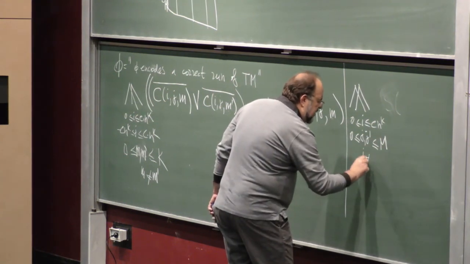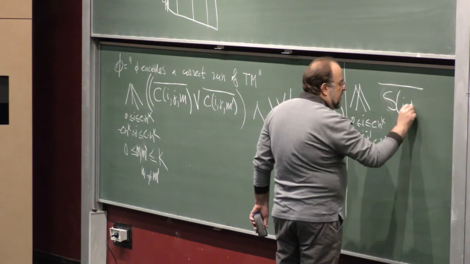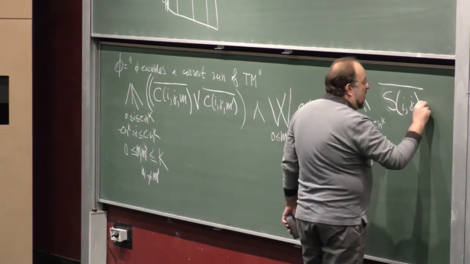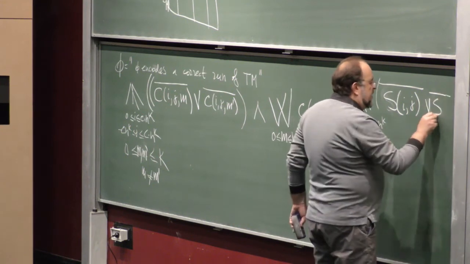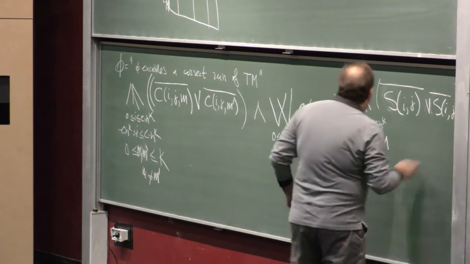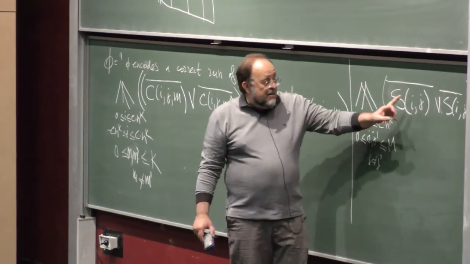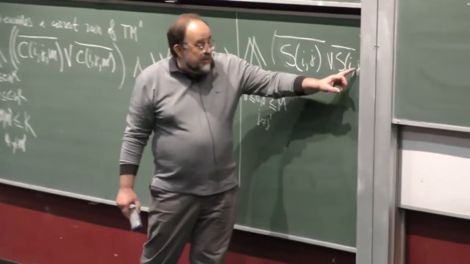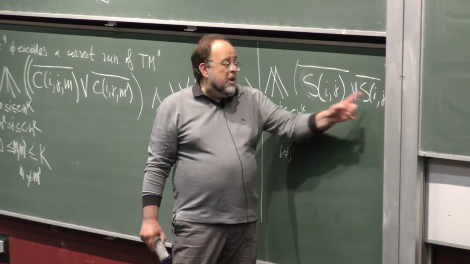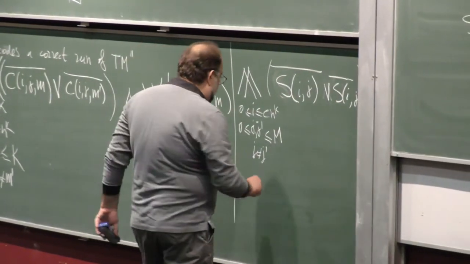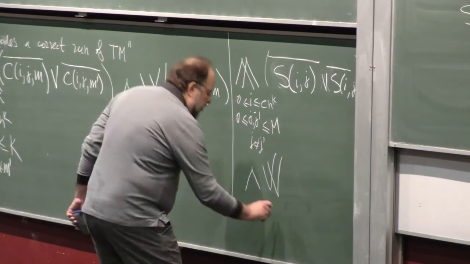If J is not equal to J prime, then either it is not that at step I the machine is in state J, or it is not that it is in state J prime. What does this say? This simply says that for every stage of the computation, either the machine is not in the state J, or it is not in a different state J prime. It's impossible for the machine to be in two states simultaneously. And then, of course, you have to add a disjunction over all J's.